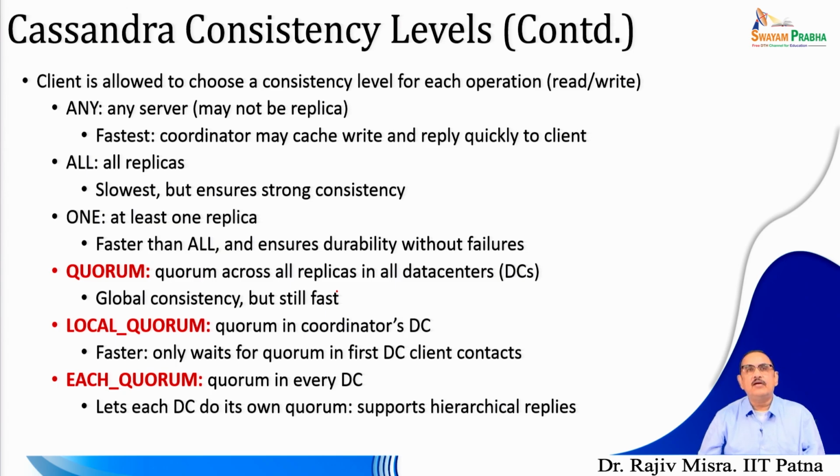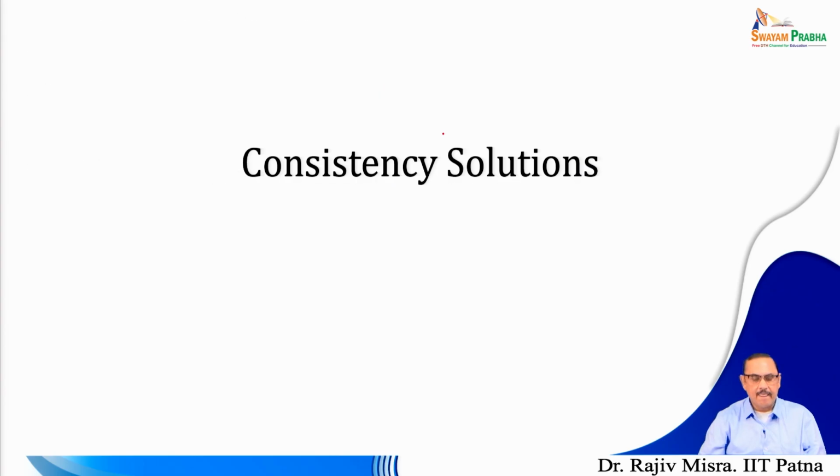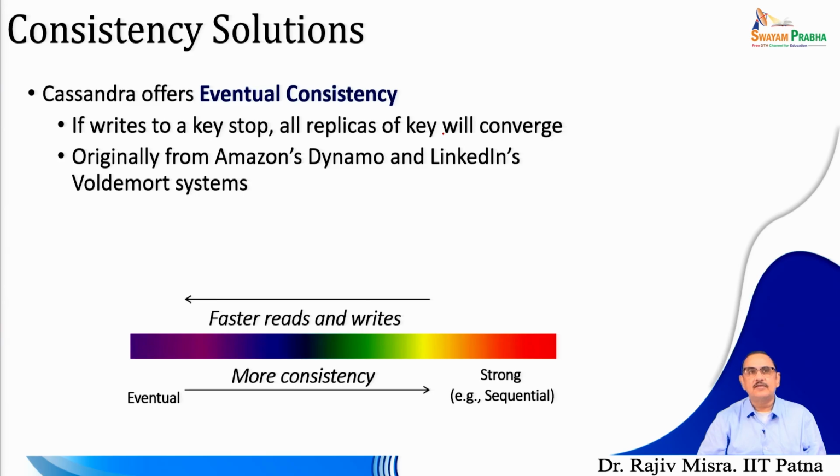There are different consistency levels, quorums, local quorums, and each quorum; there are different types of consistency, let us understand them. The consistency Cassandra offers is called eventual consistency. There are other types of weak consistency models, so let us go through them. Consistency solutions which are provided: Cassandra offers eventual consistency. If the writes to a key stop, then all replicas of the key will converge. Originally this design was from Amazon's Dynamo and LinkedIn's Voldemort system.